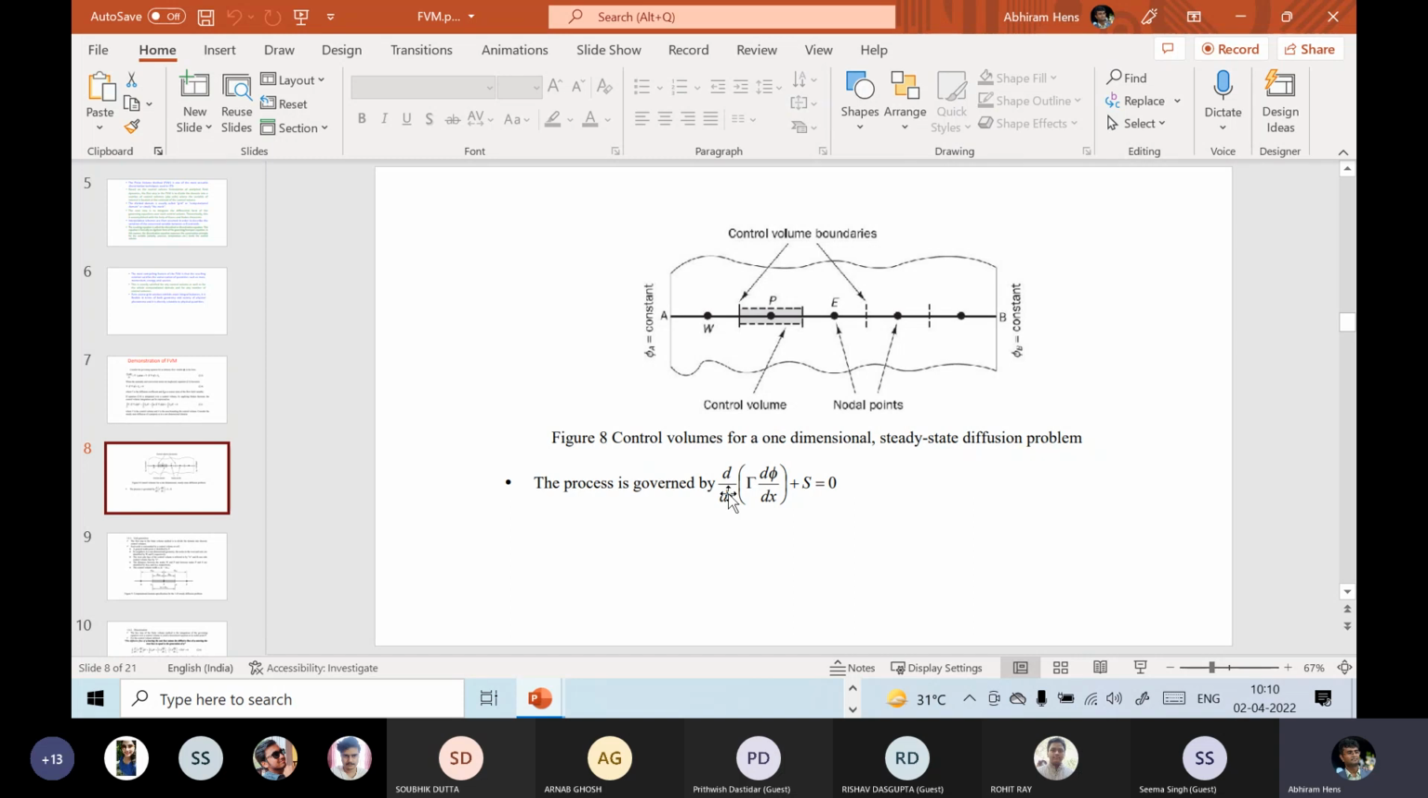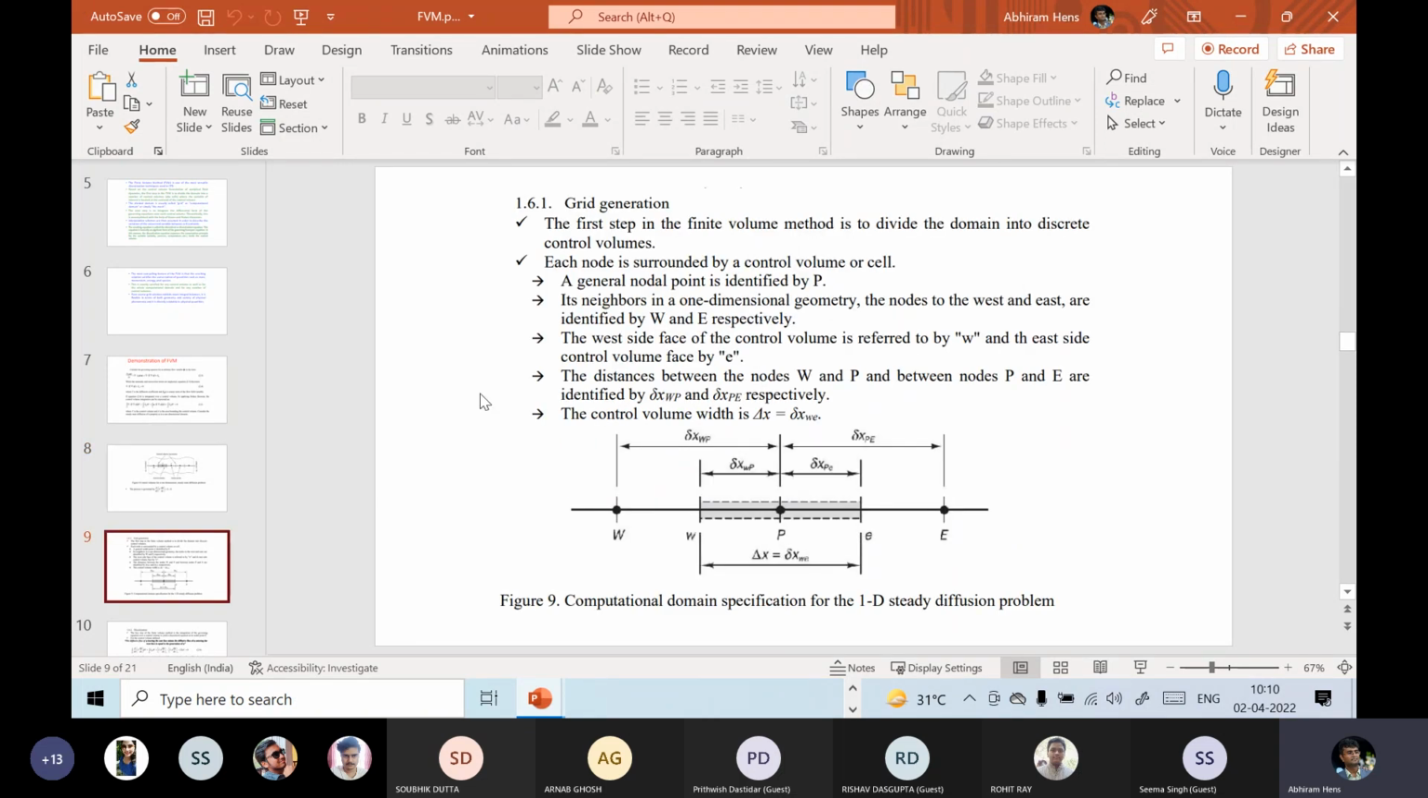As I told you, if I start the solution method with the Navier-Stokes equations, it will be difficult to understand. So we chose this very simple equation, a steady state heat conduction equation, probably the simplest form of PDE, a second order PDE only. We took it as an example and discussed how the numerical process goes on.